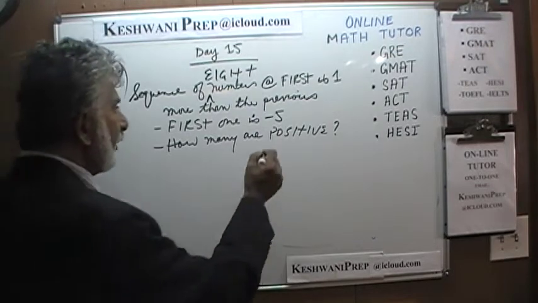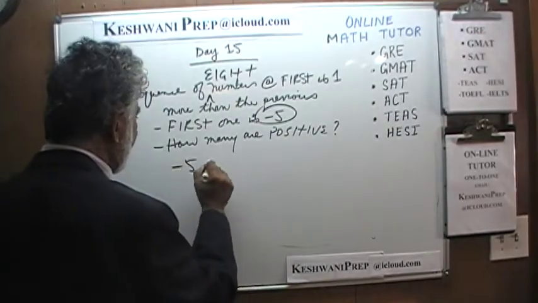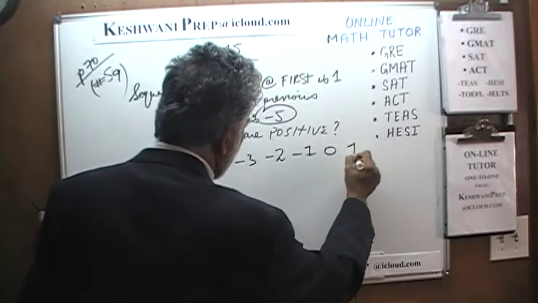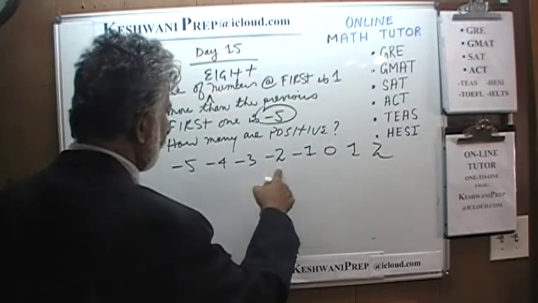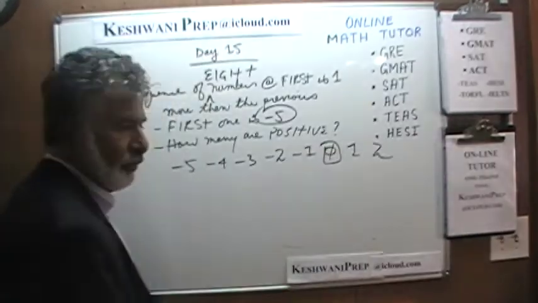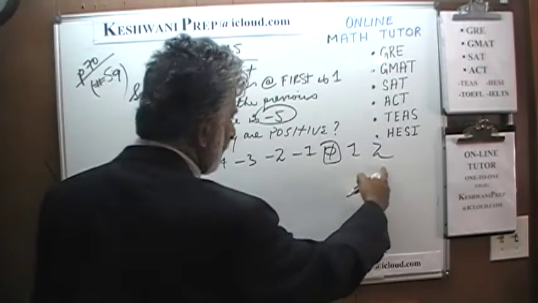Each after the first one is one more than the previous one, and the sequence begins with negative 5. Just do it out. Negative 5, negative 4, negative 3, negative 2, negative 1, 0, 1, 2, and then don't forget a 0. This is what they're hoping that you will forget. These are 8 of them.